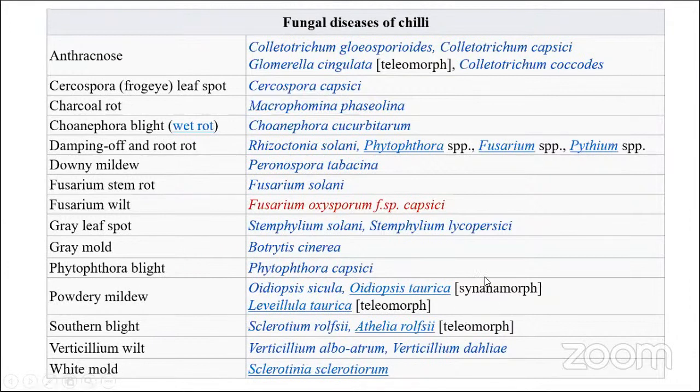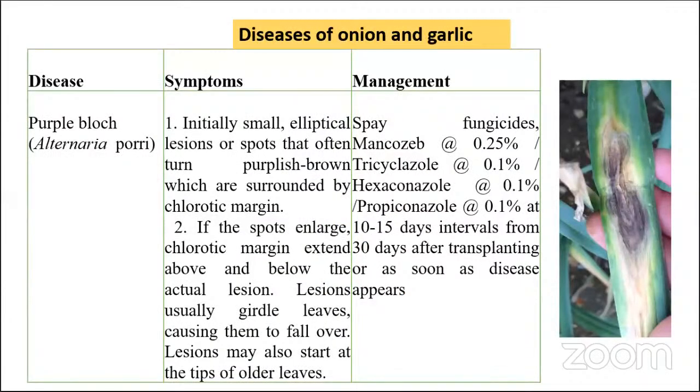These are the teleomorphs of these pathogens. Verticillium wilt, Verticillium, white mold, Sclerotinia sclerotiorum. So these are the different diseases of chili. Now we will see the diseases of onion and garlic, one of the important vegetables in India. One of the important diseases of onion and garlic is purple blotch, which is caused by Alternaria.